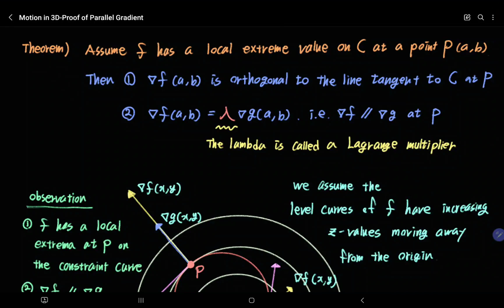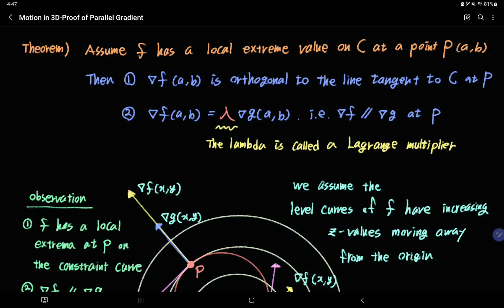Welcome back. In this video, I'm going to prove the theorem of the parallel gradient. So here, assume that f has a local extreme value on the constraint level curve C at a point P. f is a multivariable function whose graph is a surface. We assume that (x, y) must lie on the curve C.